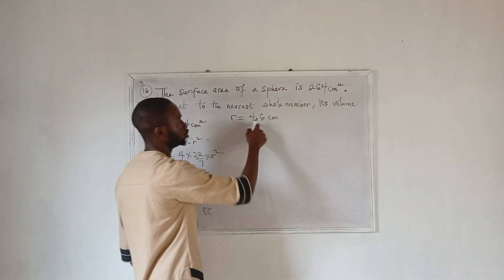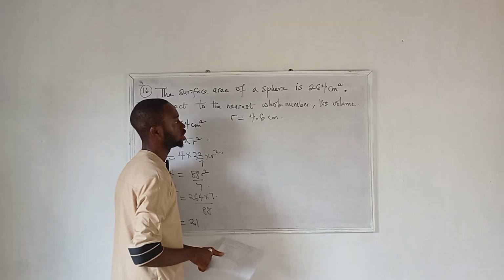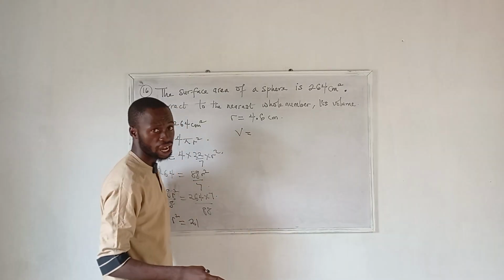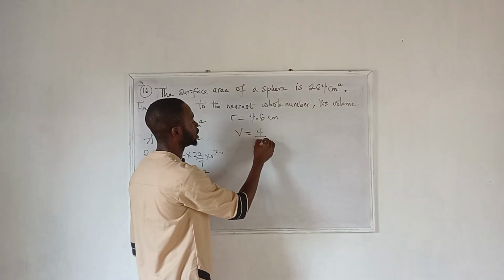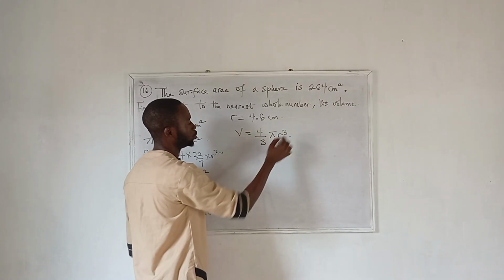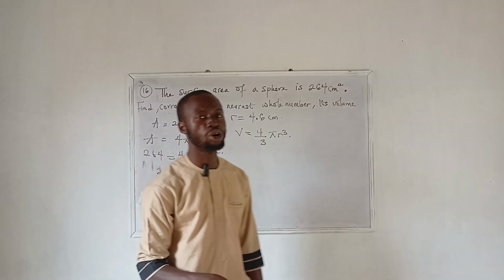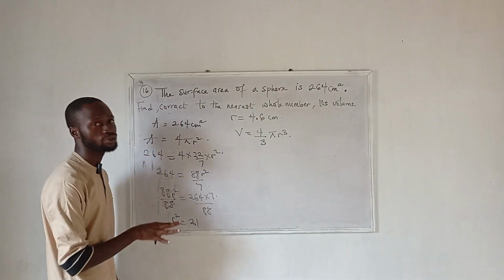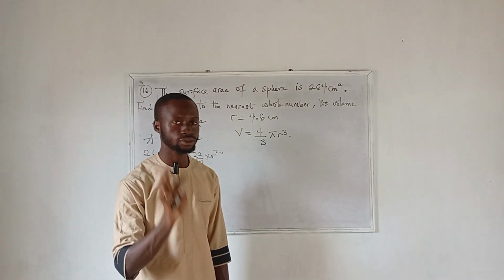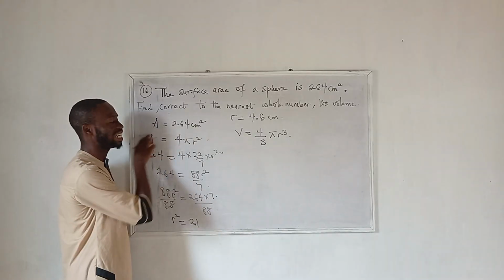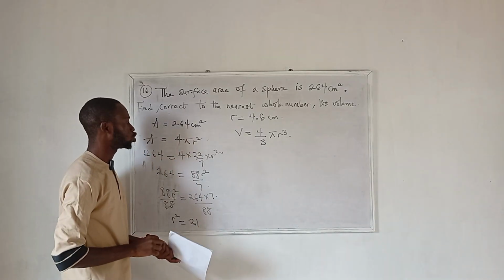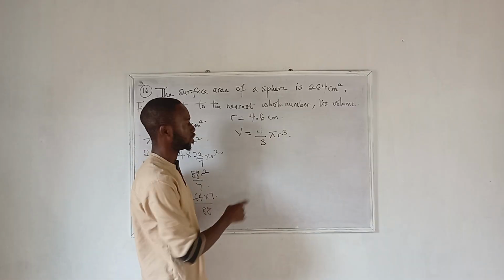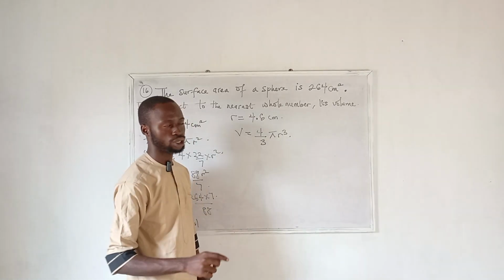So now, since we know the radius, we can input it in the formula for volume. The volume of a sphere is given by 4 over 3 pi r cubed. Now, if you are asked what the volume or the area of a hemisphere is, remember that half of a sphere is a hemisphere. So if you're asked to find the area of a hemisphere, it's going to be what? 2 pi r squared, since it's half. Then for the volume of a hemisphere, it's going to be what? 2 over 3 pi r cubed.